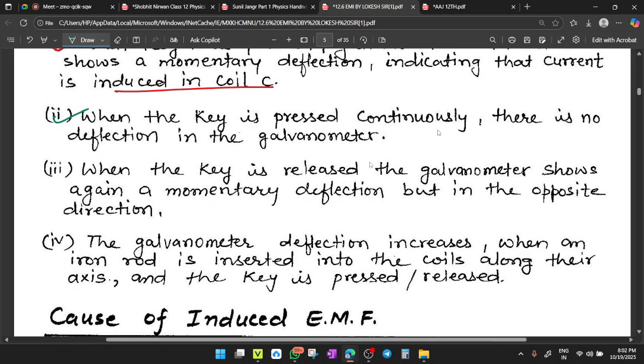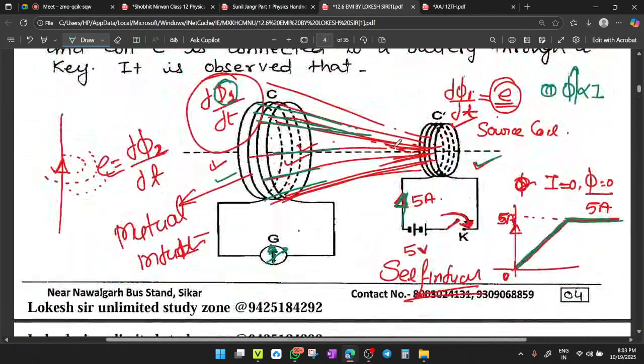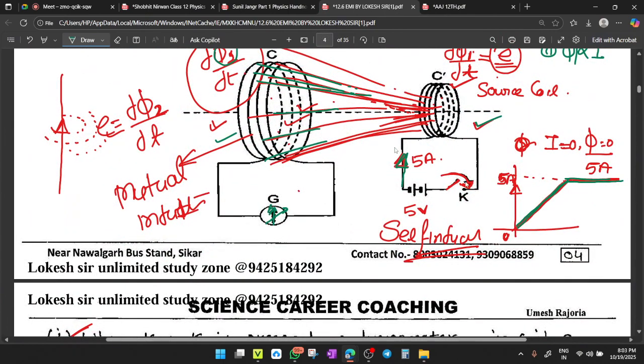When the key is pressed continuously, there is no deflection in the galvanometer. Why? Because phi maximum is attained because of I maximum. Clear or not? Now tell me, when you keep this key open. Till now it was closed, so current is flowing. Now you open this key, upward. Then what happened? Is there a momentary deflection in the coil or not?